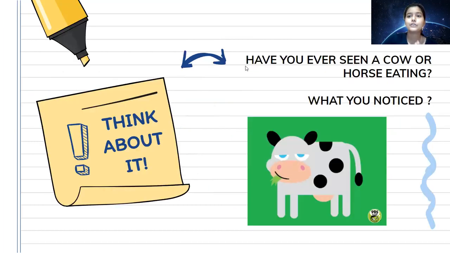All right. Tell me, have you ever seen a cow or horse eating? Yes, everybody has seen that, right? So, what have you noticed in that? I guess we all notice that cows and horses are always eating, always chewing something, isn't it? When I was a kid, I used to find this very fascinating. And then I got to know it is because of a special kind of digestion process in them. We are going to talk about this, so don't worry.